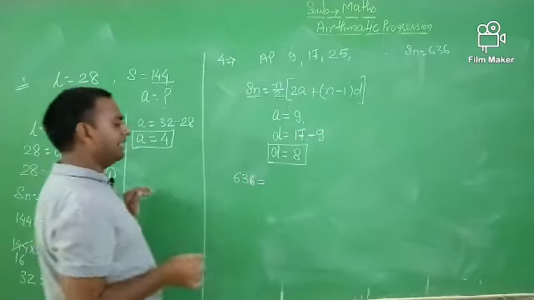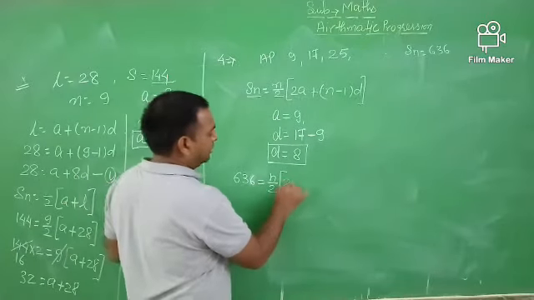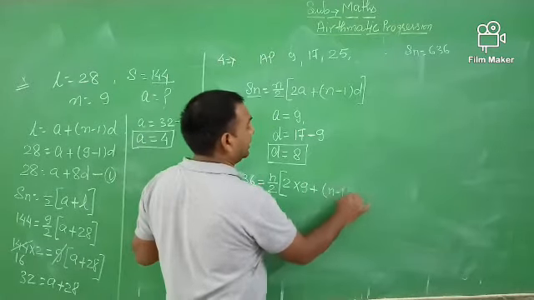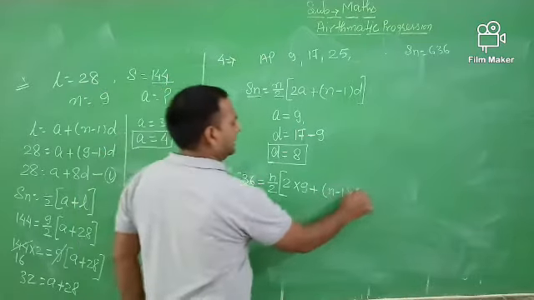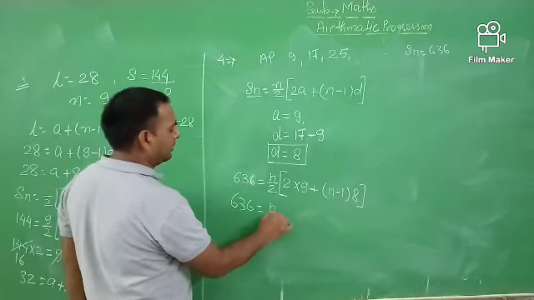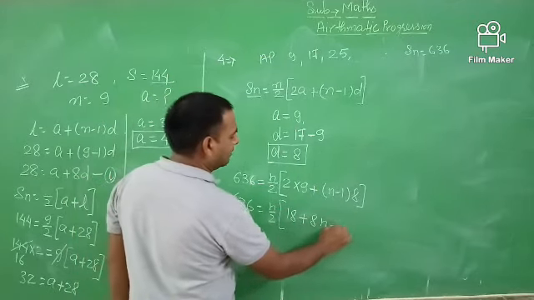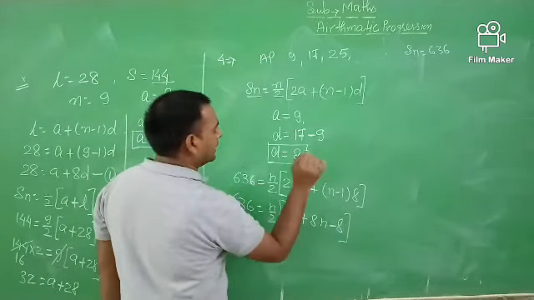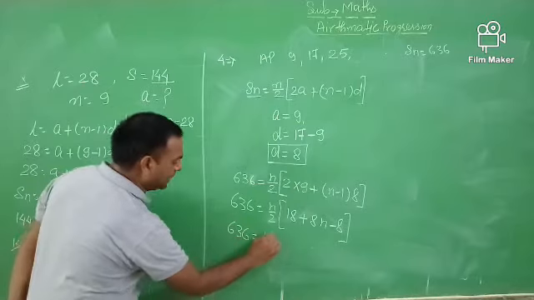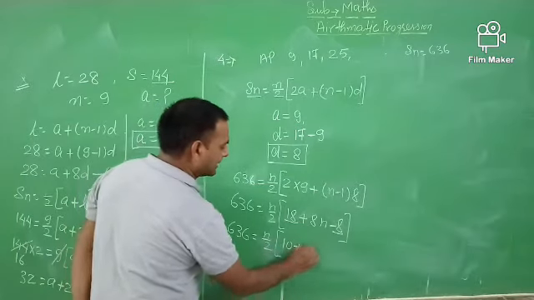636 is equal to n by 2, bracket 2a, 2 into 9, plus (n minus 1) into d, and the value of d is 8. So 636 is equal to n by 2, first you multiply: 2 nines are 18, plus 8n minus 8, because 8 into n is 8n and 8 ones are 8. 636 is equal to n by 2 into bracket 18 minus 8, which is 10, plus 8n.